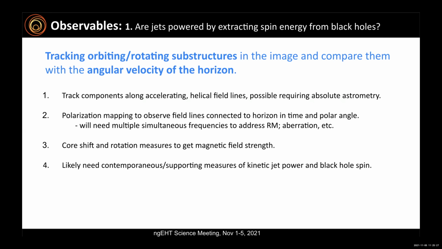So we talked a little about what you have to do to address this question in terms of observations. And it's basically tracking these rotating substructures. And you want to compare that to what's going on very close to the event horizon. And this involves tracking features that emerge and accelerate along helical field lines. There's some discussion about whether you need absolute astrometry for this.